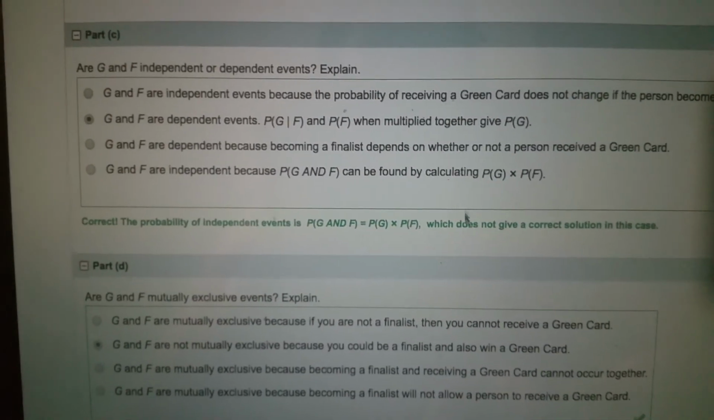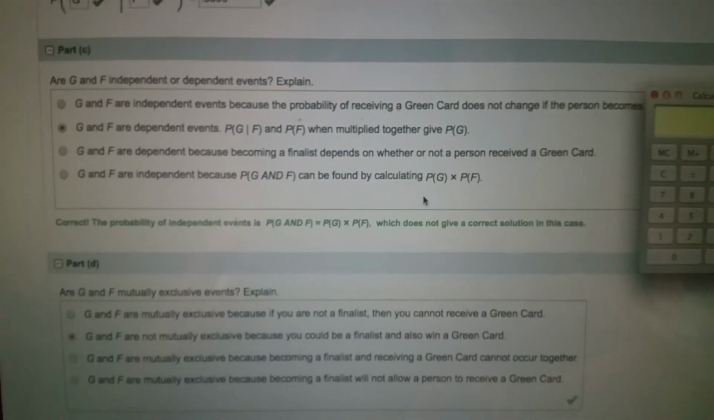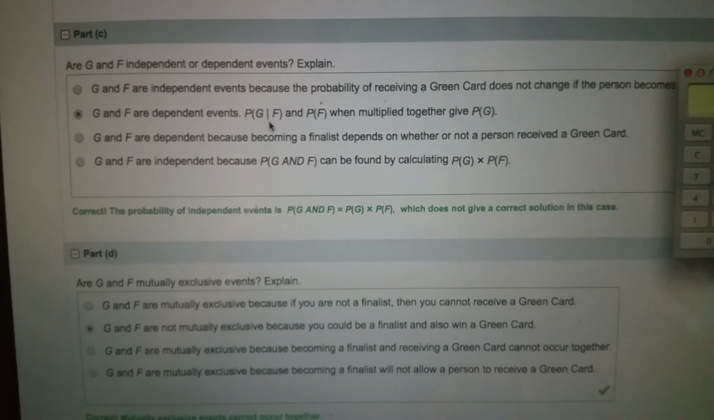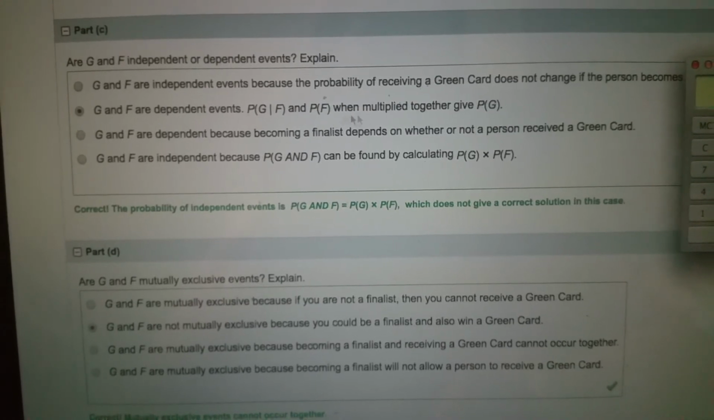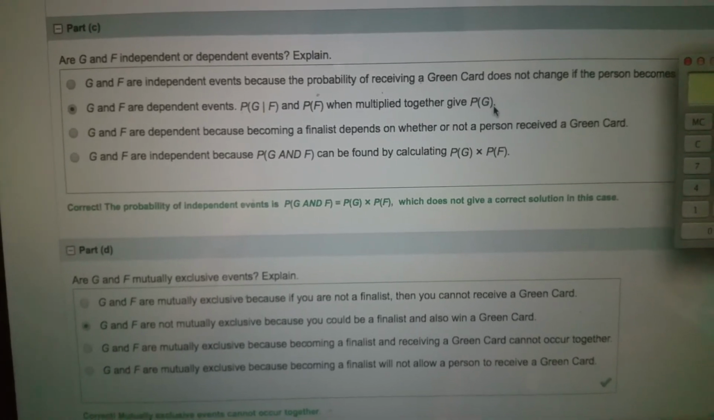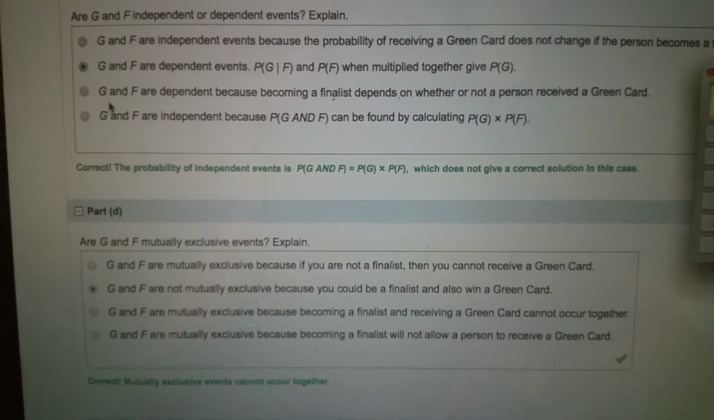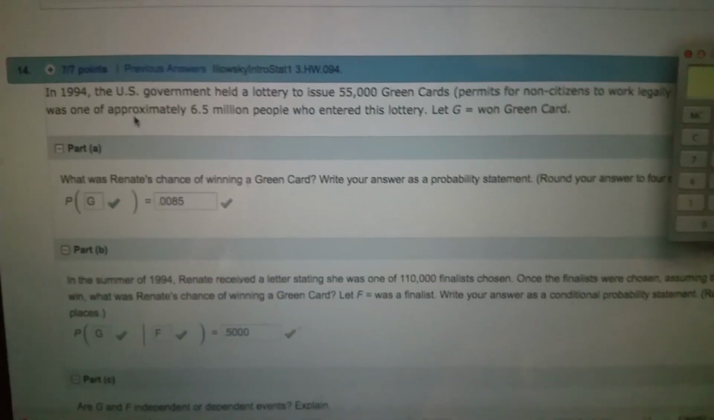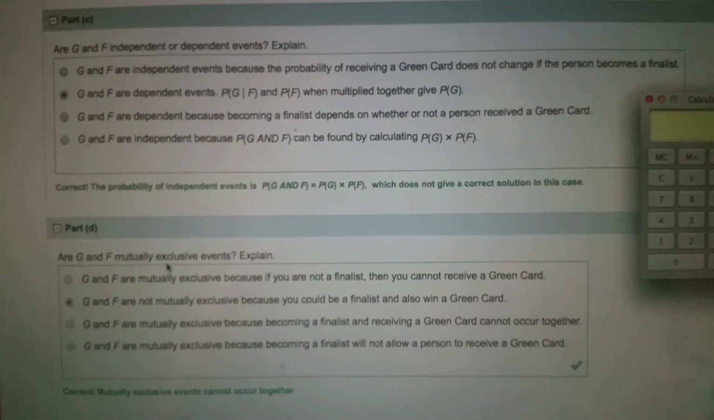Okay, are G and F independent or dependent events? I put down G and F are dependent events, right? The probability of being a finalist and getting a green card and the probability of being a finalist, when multiplied together, give the probability of the green card. Okay, the probability of those who won a green card. I cannot honestly promise that I'm going to get those parts right.